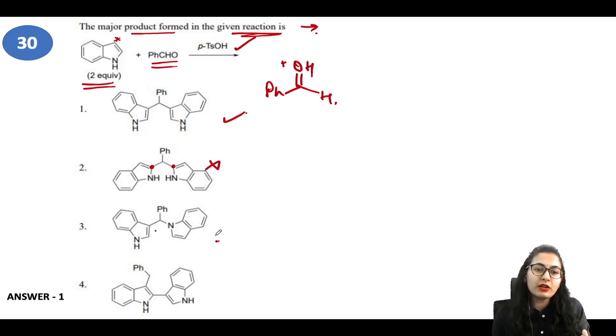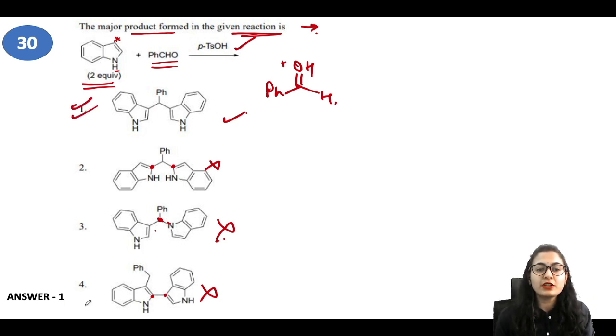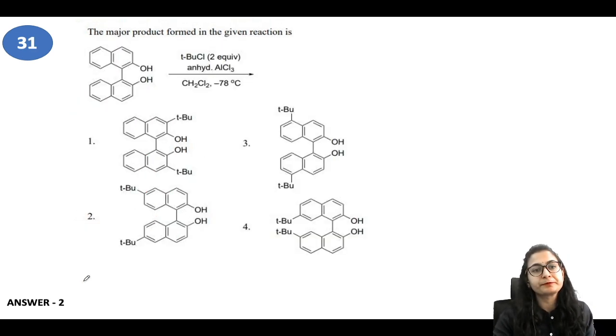1, 3 and 1 directly attacking over this. No, we don't have a base, so this proton is not removed. ये तो बिल्कुल नहीं हो सकता है. And in the same way, again, 1, 2 and 1, 3 is also not possible. Either is both 2, either is both 3. 3 is more preferred, so 1 is the correct answer.